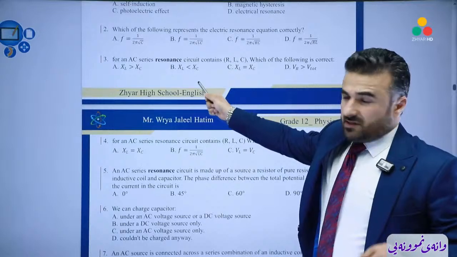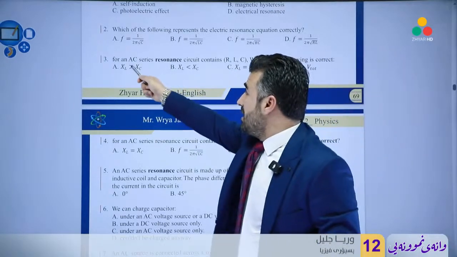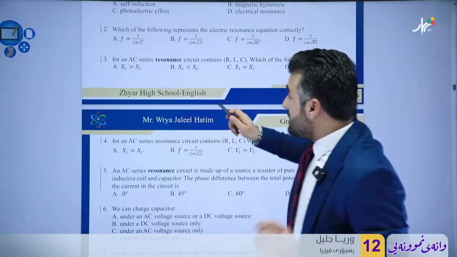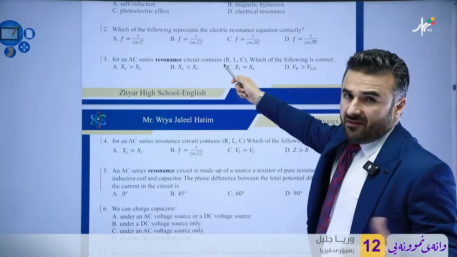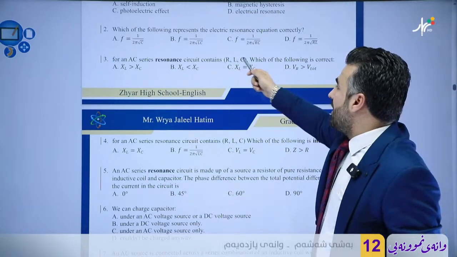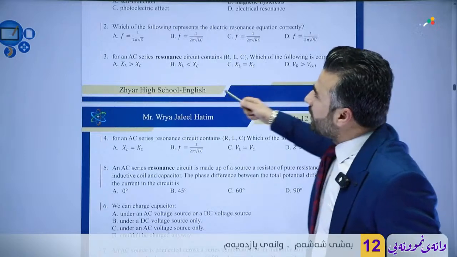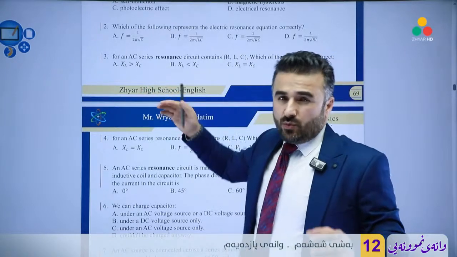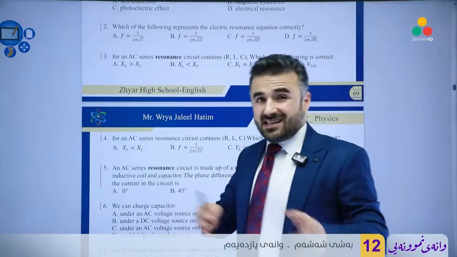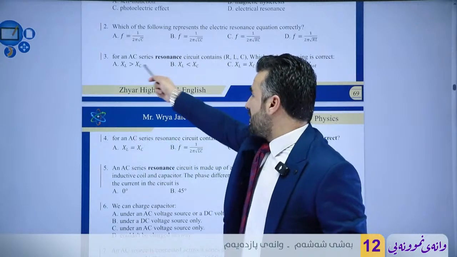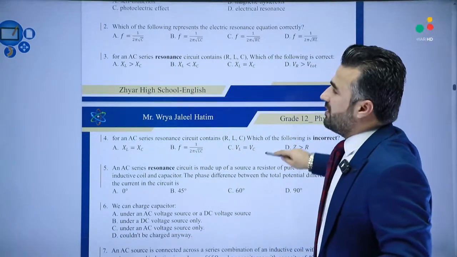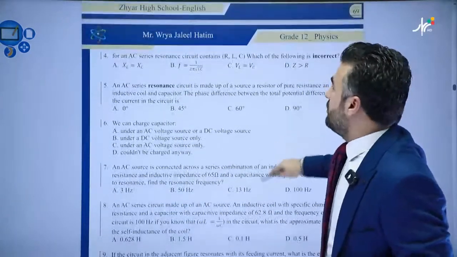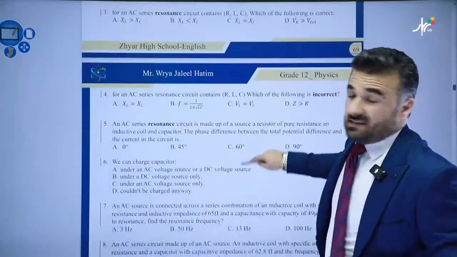Now take a look at this one. This is something very important. For an AC series resonance circuit here, if these are the components of the circuit, R, L, C, which of the following is correct? We said, remember this, one of the most important properties of this, XL and XC are equal. Here says bigger, smaller, equal, that is the correct one. Here says this is bigger than V total, that is incorrect. So the correct option is going to be C.